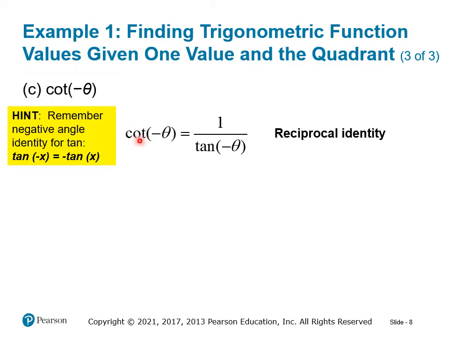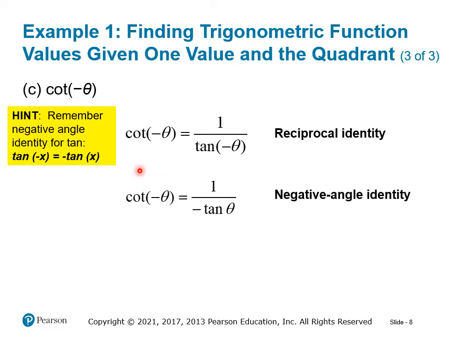cotangent of negative theta equals 1 over the tangent of negative theta. And we don't have this value, we have the tangent of positive theta. So we're going to use this identity to convert this to the negative tangent of theta. And now we can plug in that value that was given to us in the original problem, the tangent of theta, and simply solve this problem.